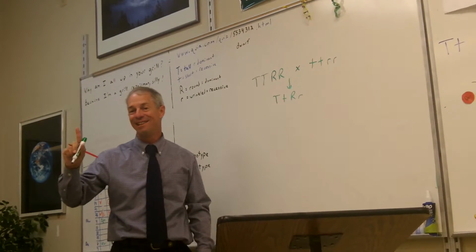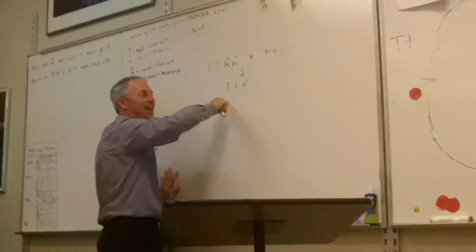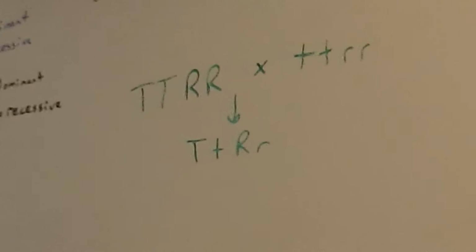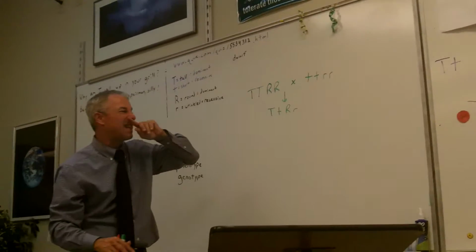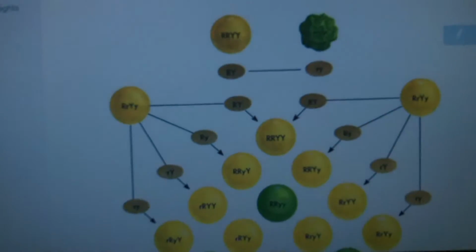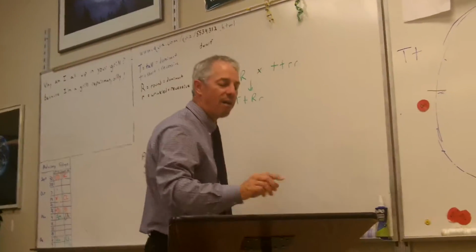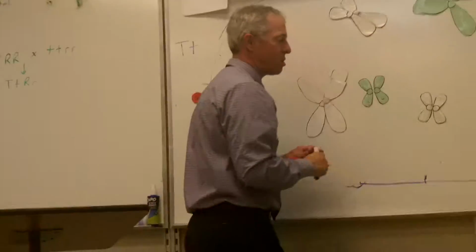But what if you mated two of these together? How do you figure out what the kids are going to be like? Punnett squares. You have to do a big Punnett square that looks like that. There's a whole lot of different possibilities. And those possibilities come from meiosis. So let's jump back over here to meiosis.